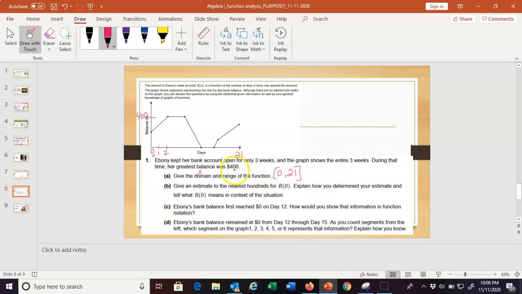All right, and then the range are the y values. So we're going to start on the y-axis, and you can see there's actually no negative y values, which makes sense in the beginning anyways, that you would not have a negative balance. So it would start at 0 on the y-axis and stop at 400. They told us that was the greatest amount that could be in the account. Domain and range.